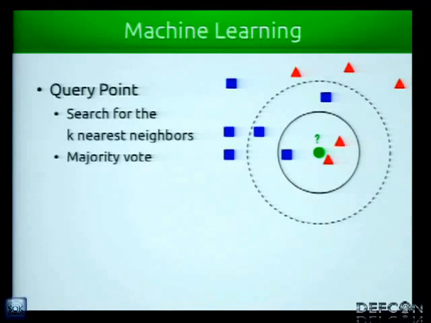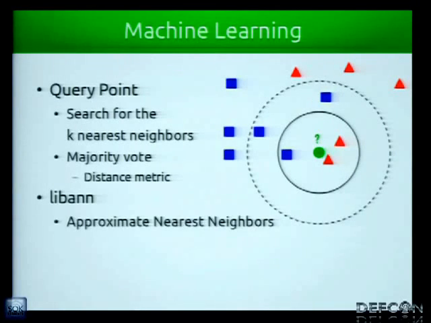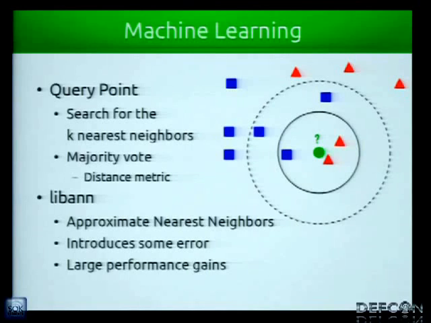Or maybe if k was 5, or a little bit larger, then you can take more data into account and you get a different result. So you want to try to tune your data and classification according to your data set. We also use a distance metric, like I said. So we use libann to do that, which is the approximate nearest neighbors library. It's approximate nearest neighbors because you introduce a tiny bit of error in the search space, but you get huge performance gains.